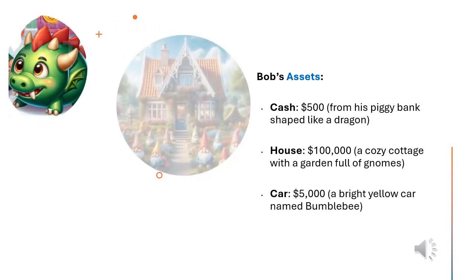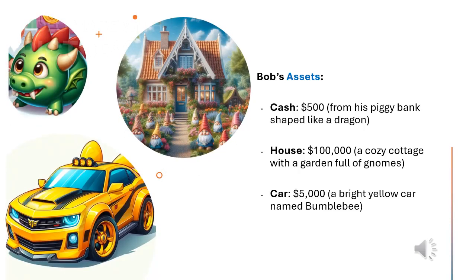Let's take a look at Bob's assets. He has $500 in cash from his piggy bank, a cozy cottage worth $100,000, and a bright yellow car named Bumblebee valued at $5,000. These assets are the building blocks of his net worth.